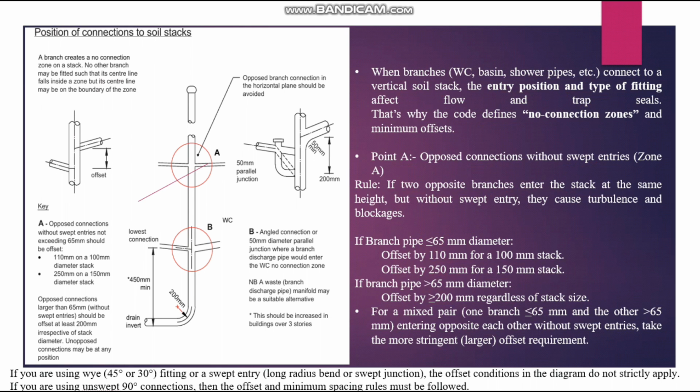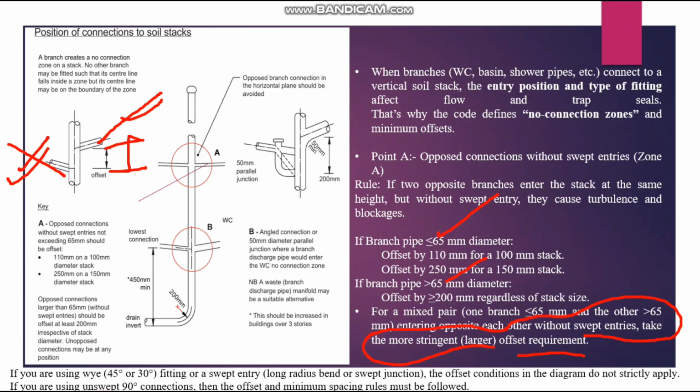Let's say we have two pipes, one is 80 mm dia and this one is 50 mm dia. Now we have to decide the offset length. So we have two rules. One is less than 65, one is more than 65. I told you one is 80 mm dia, one is 50 mm dia. So when two different pipes are coming, we have to consider the more stringent, the larger offset. That means we have to consider the 80 mm dia. Then if it is 80 mm dia, we have to go with the 200 mm offset. So this is the rule.